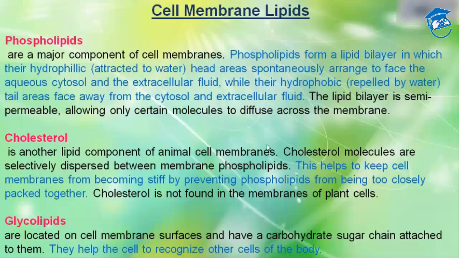Then comes glycolipid. They are located on the cell membrane surface and have carbohydrate sugar chains attached to them. See what it is? Glyco means carbohydrate and lipid is lipid. So when carbohydrate is attached to the lipid, or when a sugar molecule is attached to the lipid, that is called glycolipid. Glyco is nothing but carbohydrate or sugar molecule. So don't get confused between the two. They help the cell to recognize other cells of the body. This is the significance of glycolipid in the cell membrane. So these were the 3 lipids present in the cell membrane.